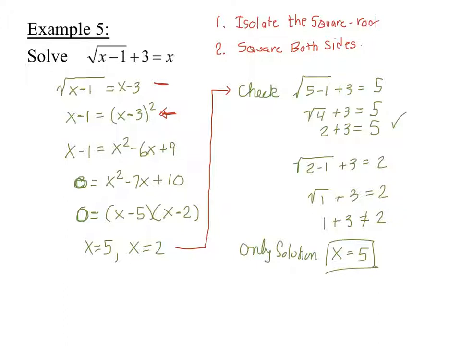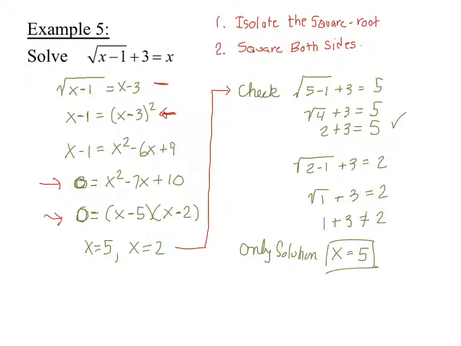We'll use the zero principle to set up our quadratic equation. So 0 is equal to x squared minus 7x plus 10, and now we factor that particular quadratic, which is x minus 5 times x minus 2. And of course we get the solutions x is equal to 5, x is equal to 2. But we need to check our answer.